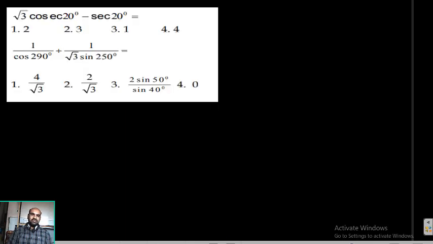Hello students, this is the 12th part of the concept of compound angles. Today also I am going to explain some problems based on the concept of compound angles. Here we have two problems. I want to explain them one by one.